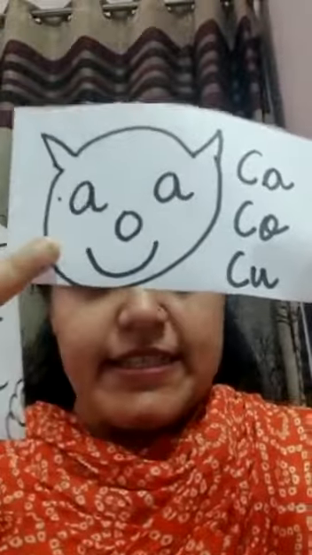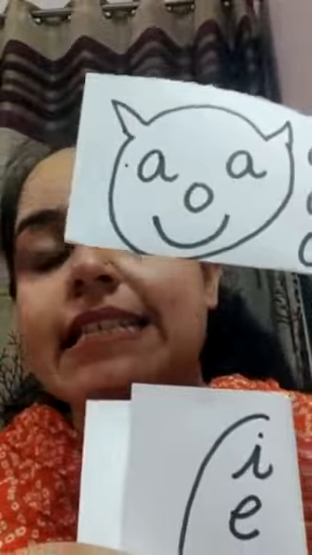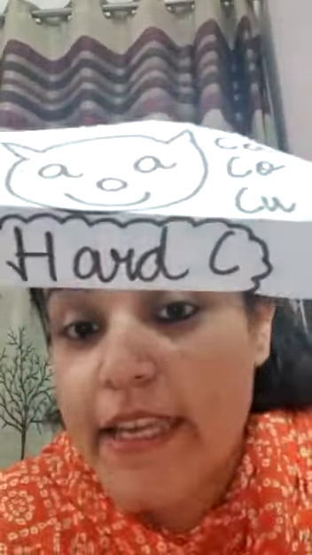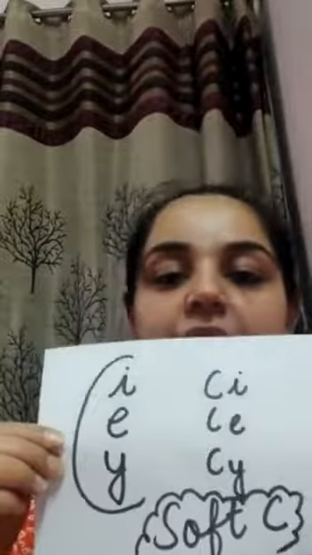Like that. But if C is with I, E, and Y, this will have an S sound. Just remember this. So this is K and this is S. This K is called hard C. What C? Hard C. And this with E, I, and Y is called soft C. Here it is an S sound. What sound? S sound. So this is S sound and this is K sound.